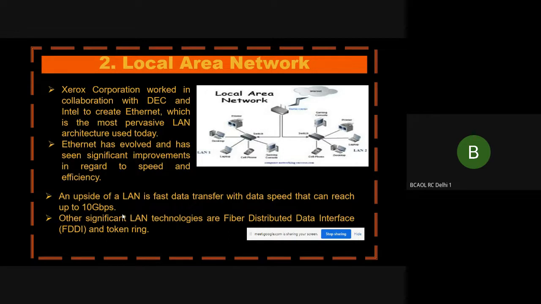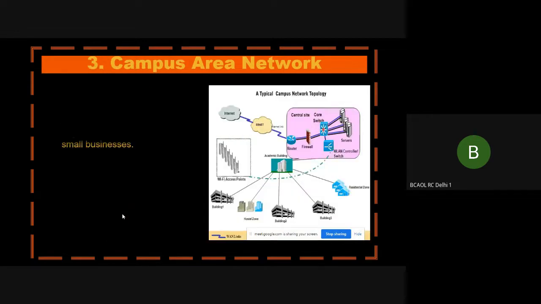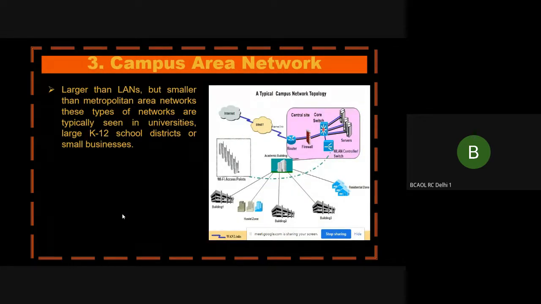Then you have campus area network, and this is larger than the LANs. It is not within one building, it will be more than one building. Like in a campus or in colleges, buildings are attached with each other. So it is larger than LANs but smaller than metropolitan area networks. These types of networks are typically seen in universities, large K-12 school districts or small businesses.